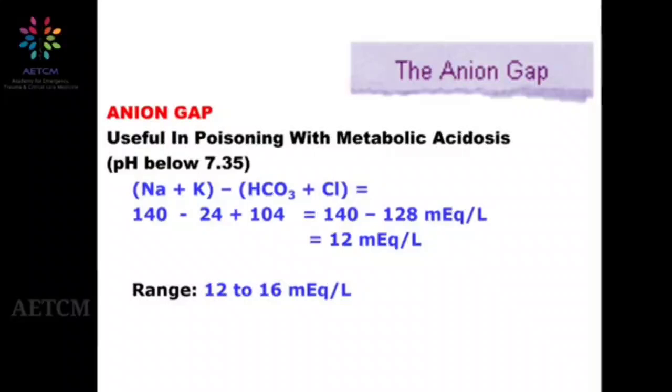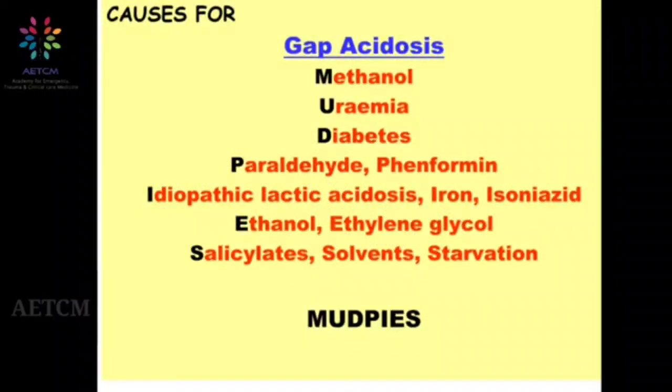As you all know, pH less than 7.35 is usually considered as acidosis, and you calculate the anion gap by calculating sodium plus potassium minus bicarbonate plus chloride. The normal range is between 6 to 12, and if the value is more than that, we usually call it HAGMA or high anion gap metabolic acidosis. And the mnemonic commonly used to remember the causes of HAGMA is MUDPILES.